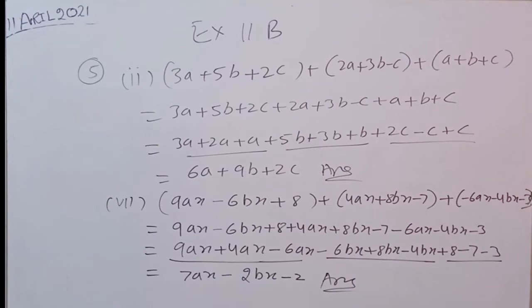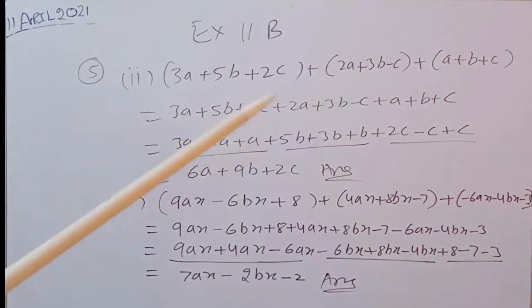Children, I am taking question number 5, second part, in which we have to add 3a plus 5b plus 2c, 2a plus 3b minus c, and a plus b plus c. First write in the bracket form, then open the bracket, we will get 3a plus 5b plus 2c plus 2a plus 3b minus c plus a plus b plus c. Collect the like terms, so we will have 3a plus 2a plus a, 5b plus 3b plus b, and 2c minus c plus c.